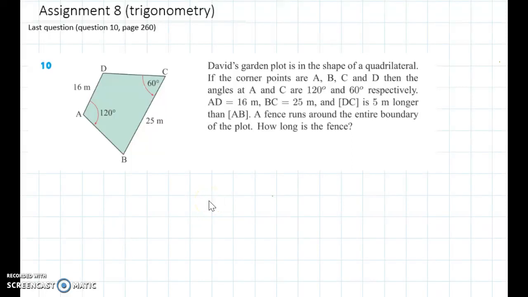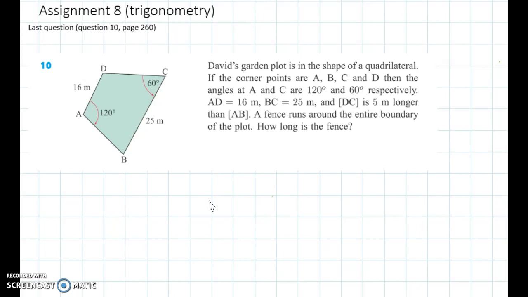Hello. Many of you did not answer the last question of the assignment, so here it is, explain solution. I'm not sure if you didn't answer it because it was the last one and you didn't see it, or because you didn't know how to solve it, but just in case, I'm gonna help you solve it.